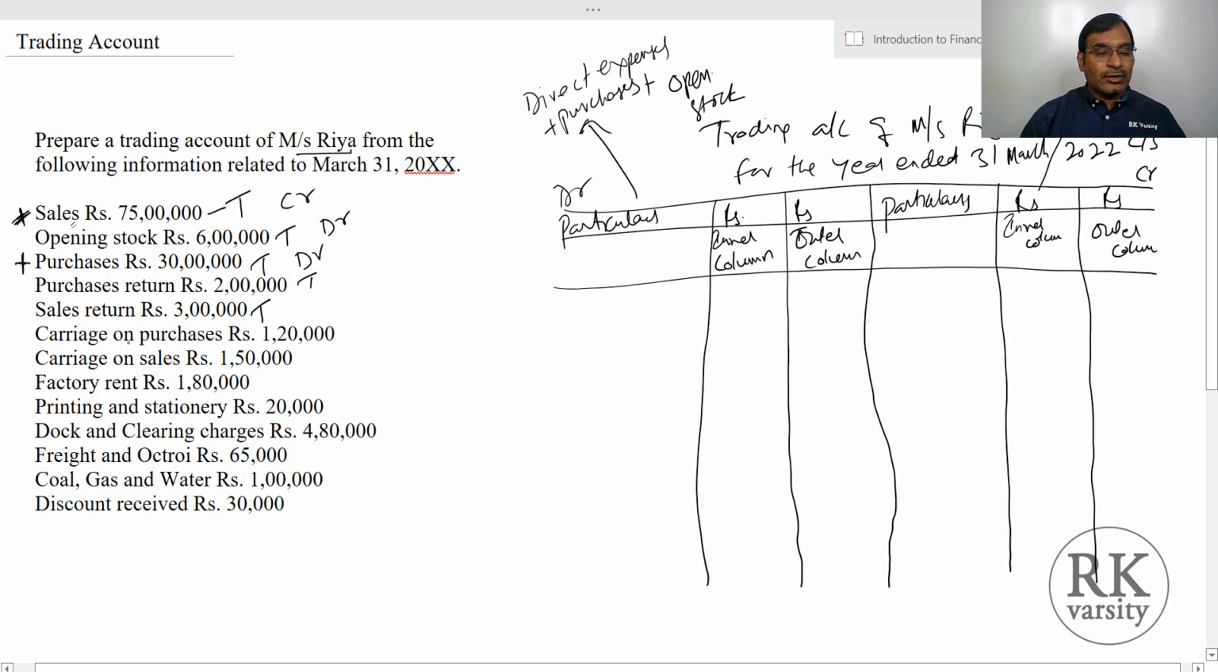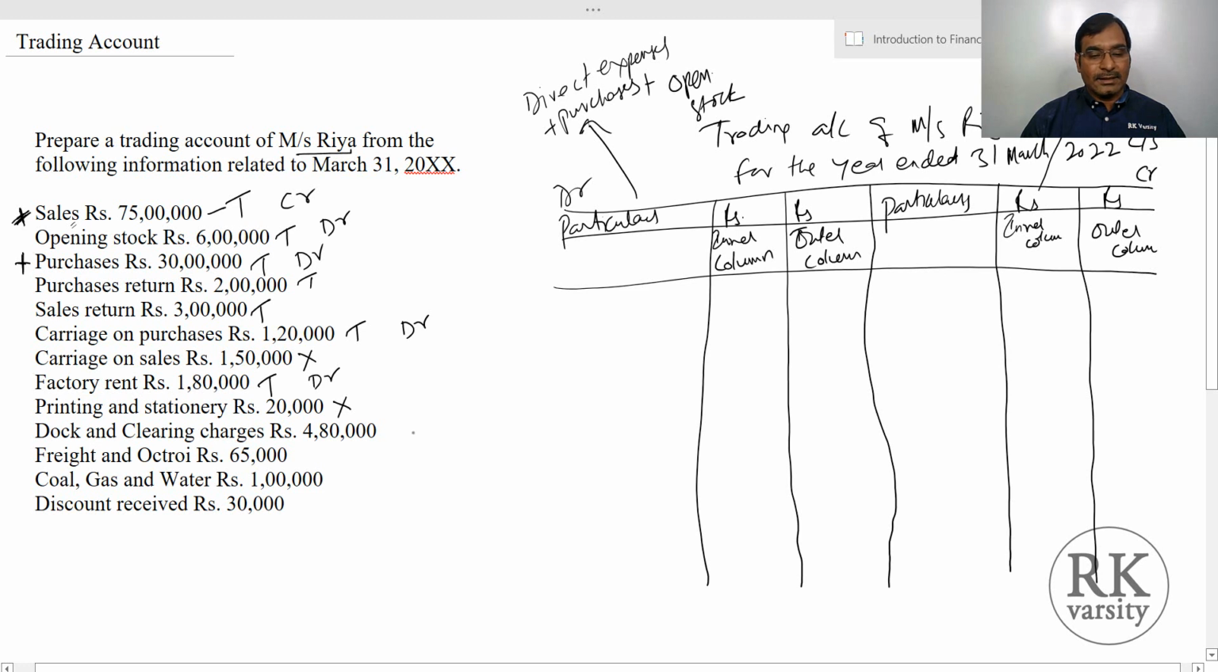Carriage on purchases is a direct expense, so trading account and debit side. Carriage on sales is an indirect expense, so it has no place in our trading account. This is shown in the profit and loss account. Now factory rent is a direct expense, so we show it in the trading account on the debit side. Printing and stationery is an indirect expenditure, so it has no place in our trading account.